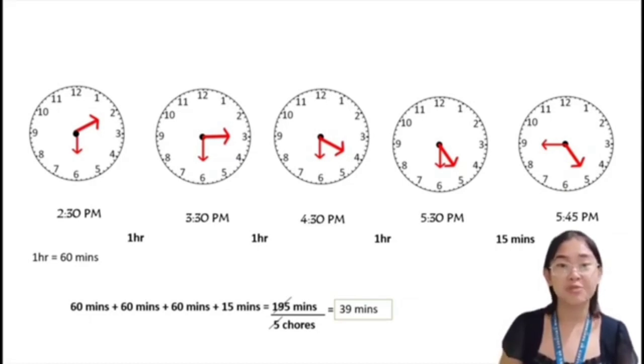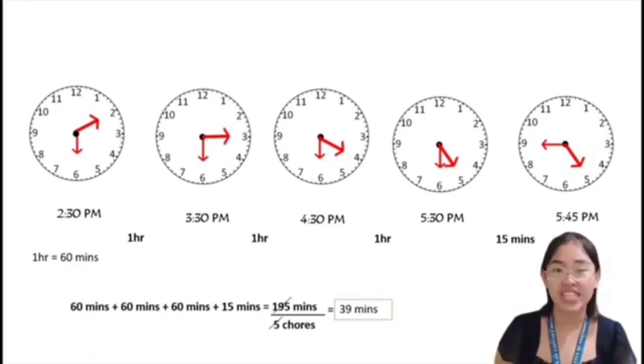Adding 60 minutes plus 60 minutes plus 60 minutes plus 15 minutes equals 195 minutes, and because I have 5 household chores to do every day, I need exact minutes to finish my pending agendas. The equivalent answer of 195 minutes over 5 household chores is 39 minutes.